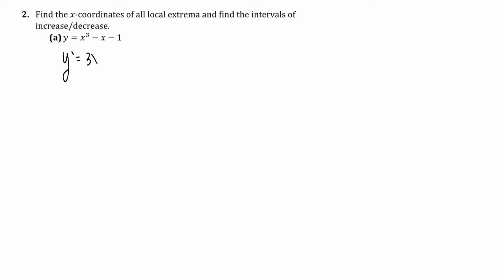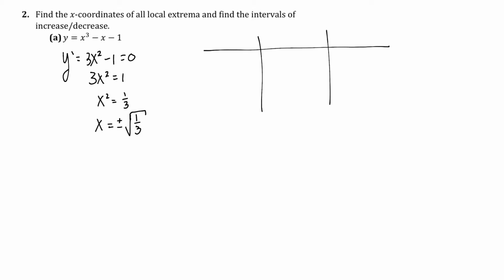So y prime is 3x squared minus 1. Setting that equal to 0, you get 3x squared is equal to 1, x squared is equal to 1/3. So x is equal to, important here, plus or minus the square root of 1/3. If you're doing the square root property, you need to remember that, plus or minus. So this will be negative square root of 1/3. This will be positive square root of 1/3.